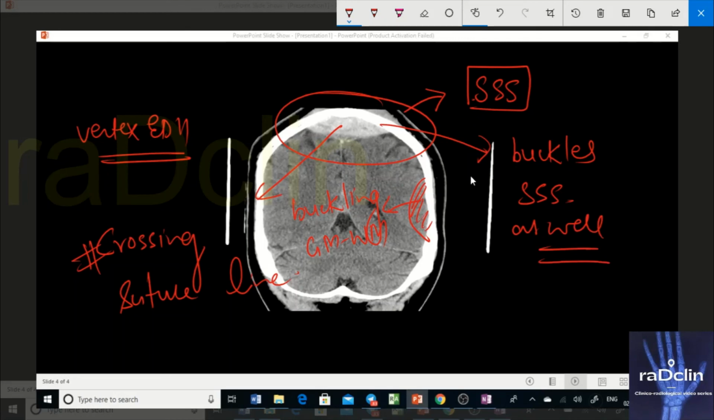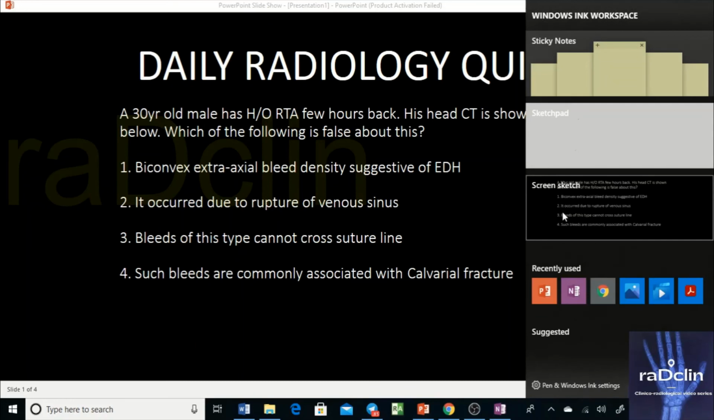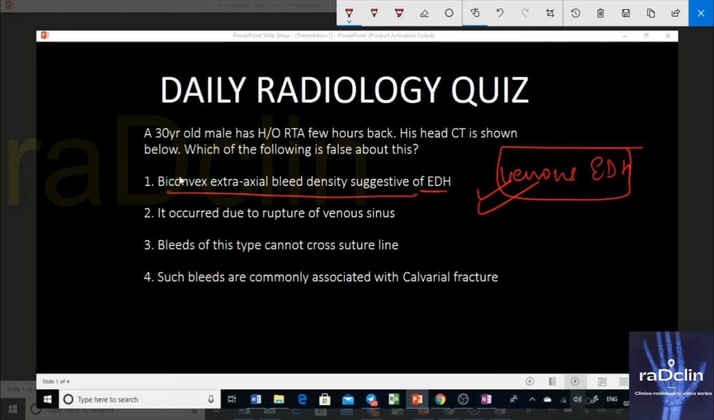So about 10% of EDH are venous in origin, and that's why, when we go back to the question that we were discussing, now look at the options. Now you can clearly answer it. The type of EDH we saw was a venous EDH, so we are going to look for the right statements about venous EDH. It's a biconvex extra-axial bleed density suggestive of EDH. Definitely this option is correct. It's biconvex, it's extra-axial, it is bleed density, it is suggestive of EDH.